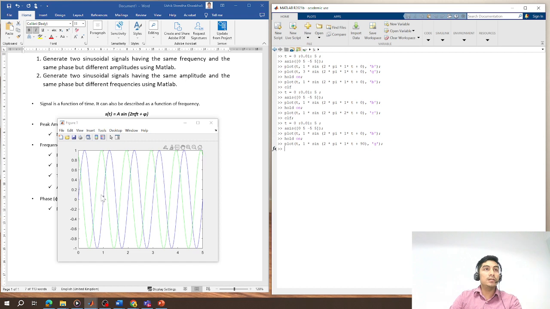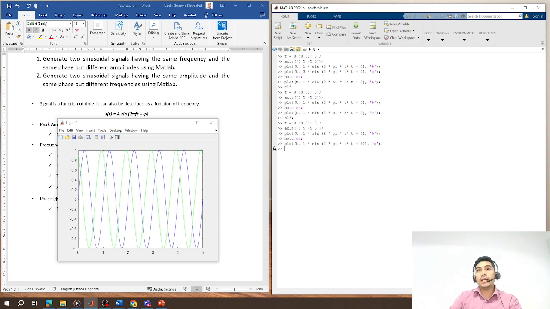And then the difference is the phase difference, which is 90, all right. Pi means 180, and 2 pi means 360, all right? So this 90 is going to be pi by 2, all right? So this way we can generate signals having different phase as well.